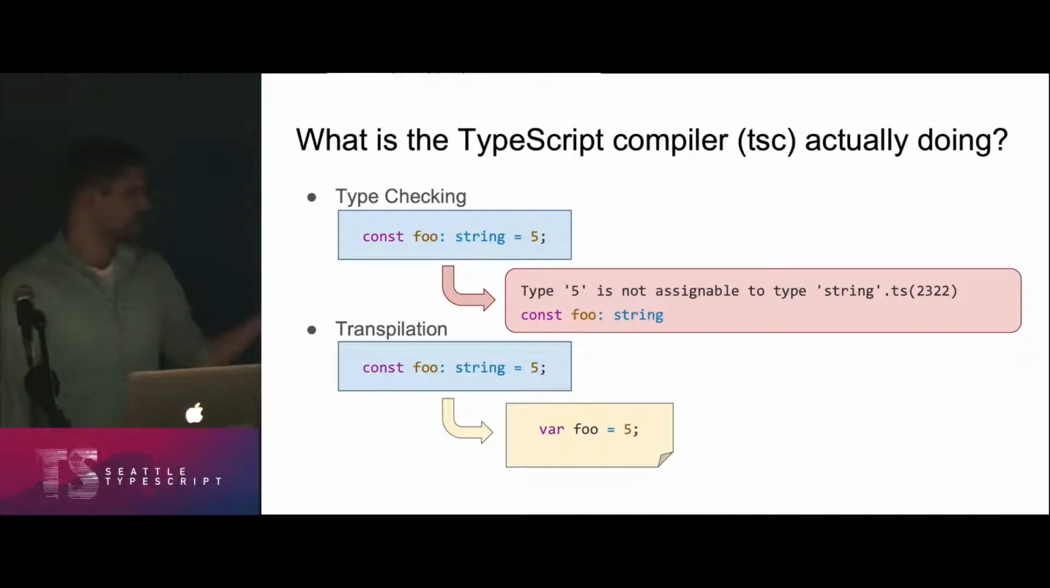But the transpilation of the same exact code will work just fine. It's totally throwing away all the types, and you end up with var foo equals 5. I guess depending on the version of ECMAScript that you're compiling to, it might change the const to a var to be more universally supported. But yeah, that'll work just fine.